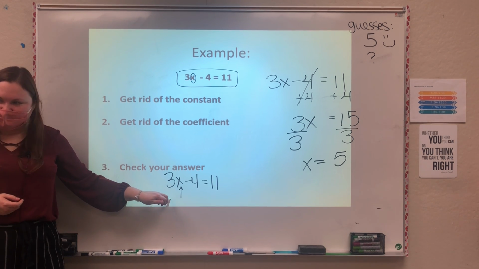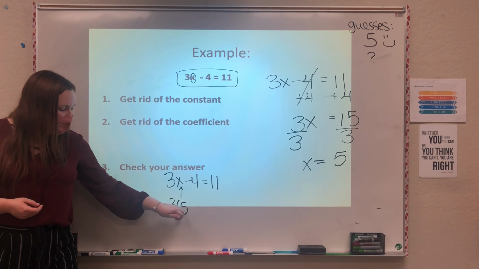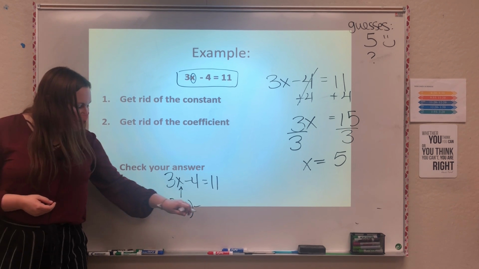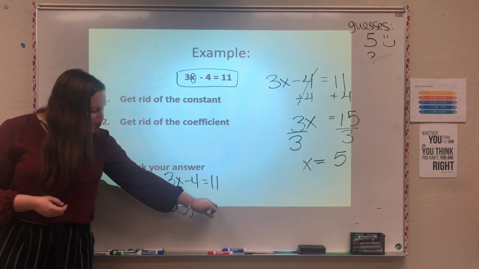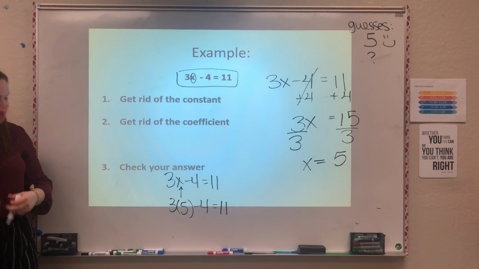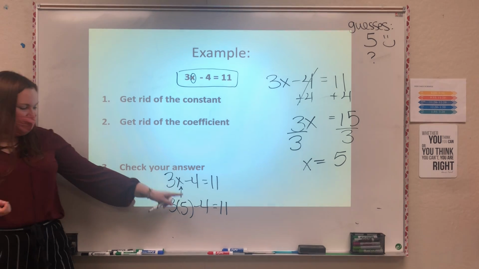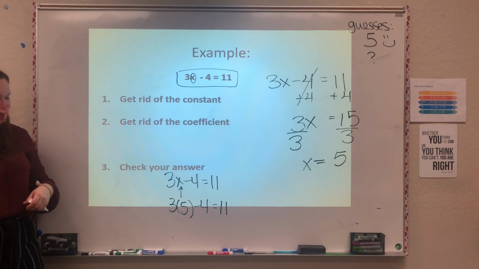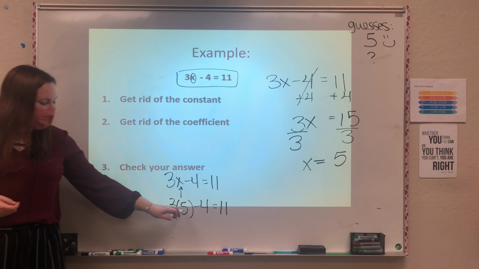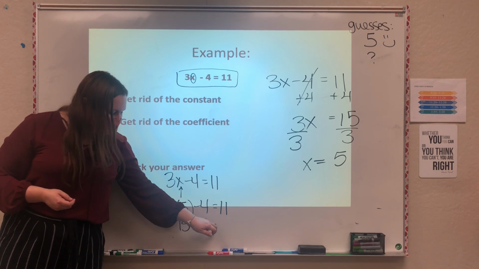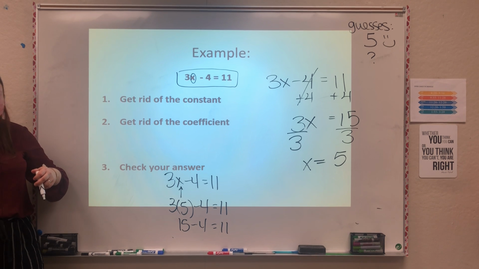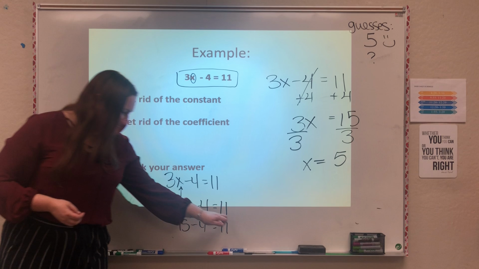So I heard you say it. Will you say it again? 3 times 5 minus, what, negative 4? Just minus 4. Equals 11. Yep. And at a check, we want to make sure, did I do it right? Like, did I find that number to give me 11? So first you do 3 times 5. That's 15 minus 4 equals 11. Oh, yeah, that's right.